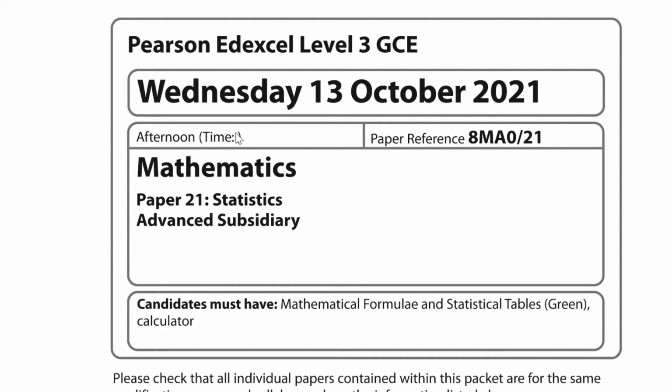This is the EdExcel AS Level Maths Paper 2 from the October 2021 series, and in this paper we will be taking a look at the statistics section.